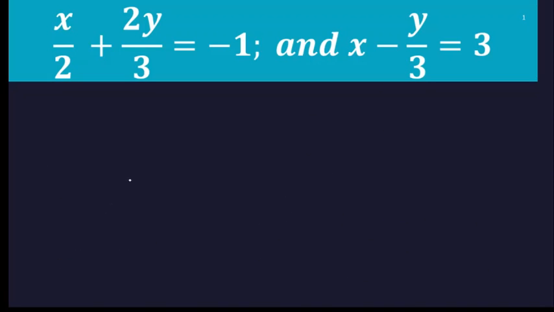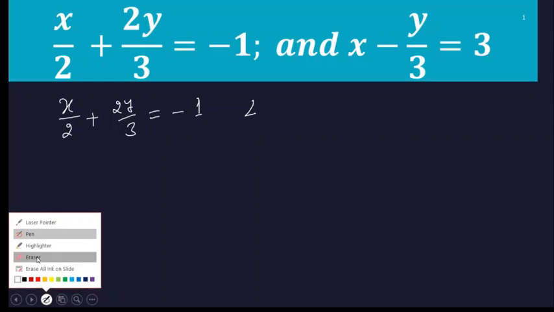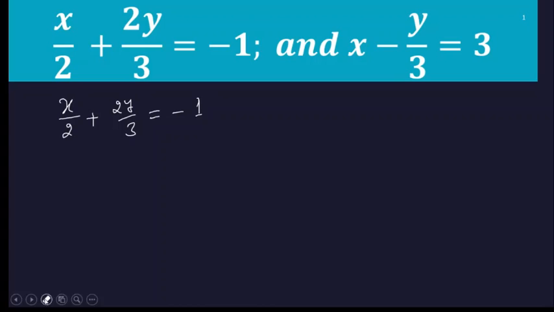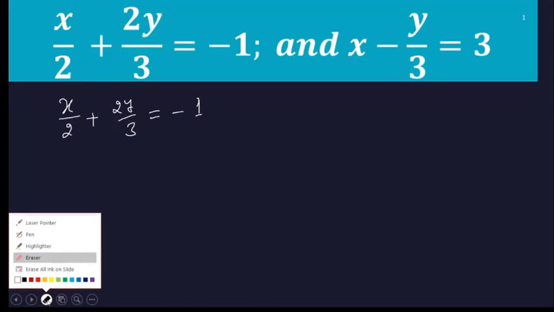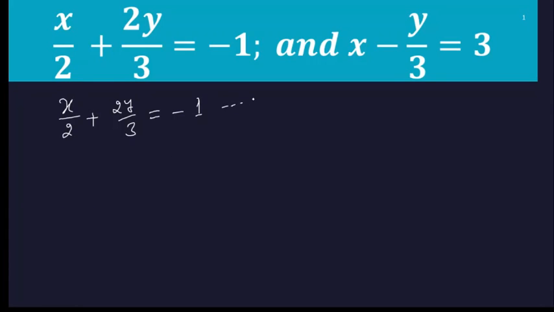Okay. So again I took one more question. The question is x upon 2 plus 2y upon 3 is equal to minus 1. So this is our first equation. Now the second equation is x minus y upon 3 is equal to 3. This is the second equation.